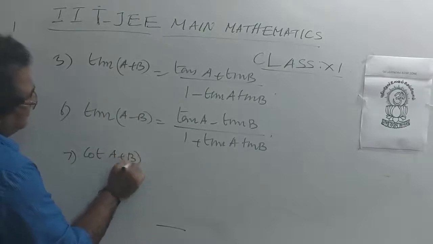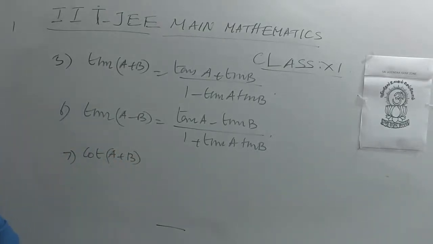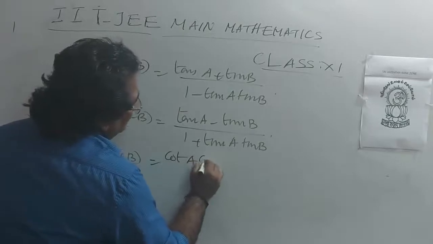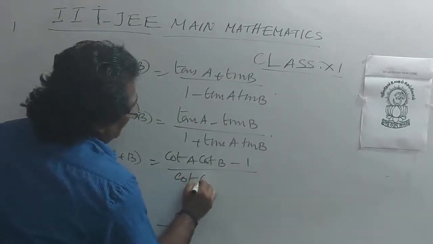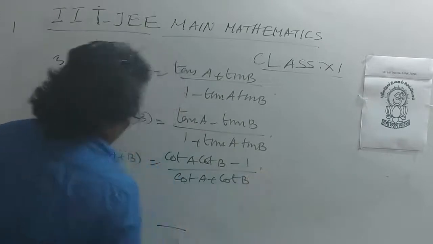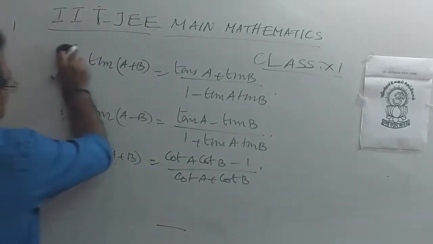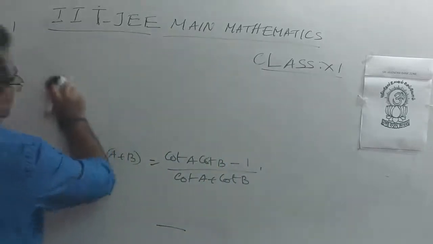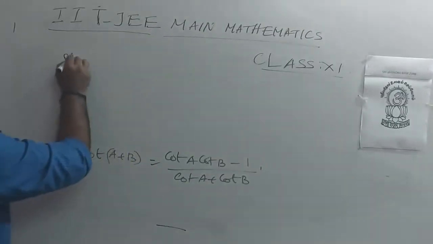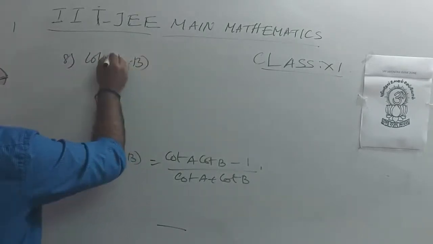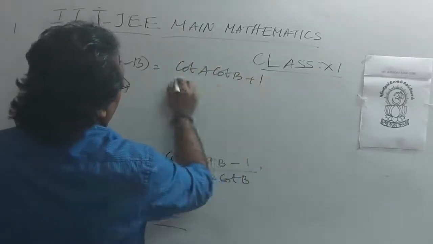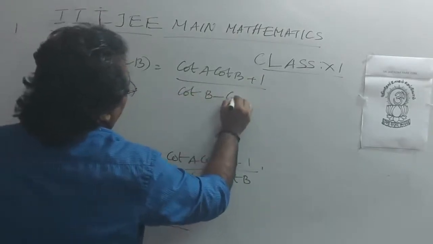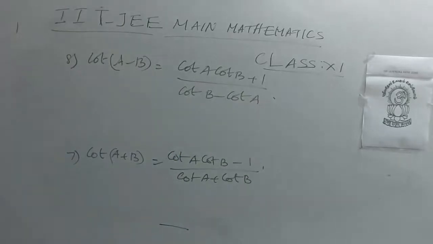Cot A plus B equals cot A cot B minus 1 by cot A plus cot B. Cot A minus B equals cot A cot B plus 1 by cot B minus cot A.